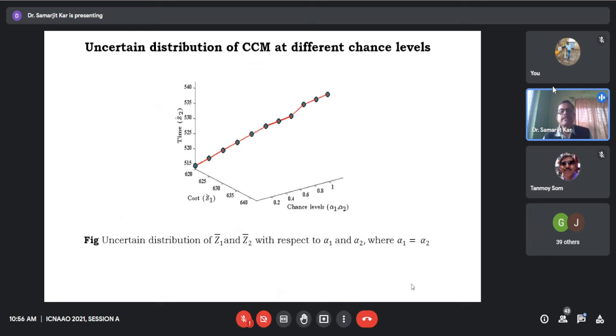The next figure is given for the different pairs of alpha levels, because initially we considered both alpha 1 and alpha 2 as 0.9 and 0.9. So if we change this alpha level to 0.2, 0.4, 0.6 for both alpha 1 and alpha 2, obviously this is basically a sensitivity test for the different chance levels.